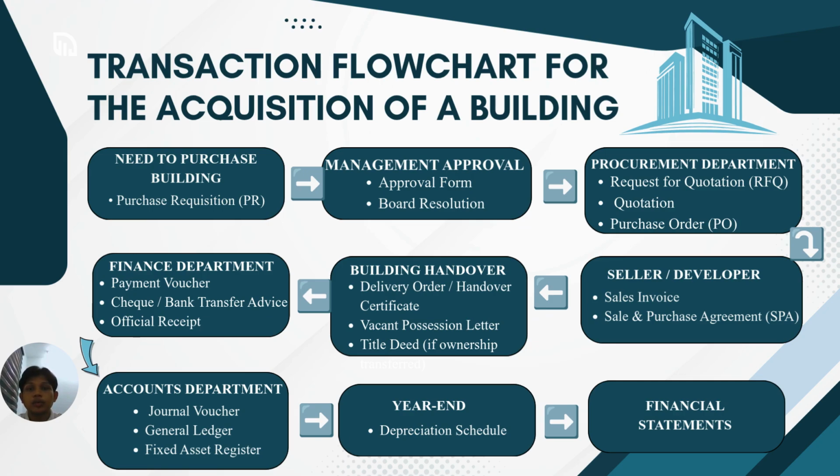Now I would like to continue with the next example of non-current asset, which is building. Now I will continue with the transaction flowchart for the acquisition of a building. Let's begin with the first step, which is need to purchase building. In this part, the company must first identify the need to purchase a building, whether it wants to buy or not. If the company wants to buy or own the building, the company needs to prepare a purchase requisition document as an official document to apply for the purchase.